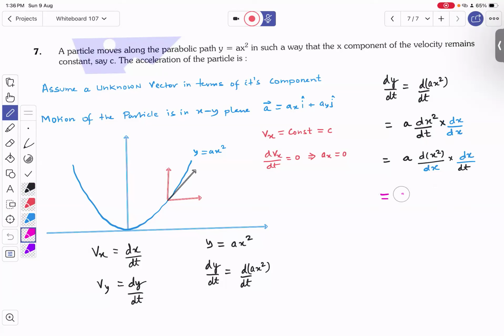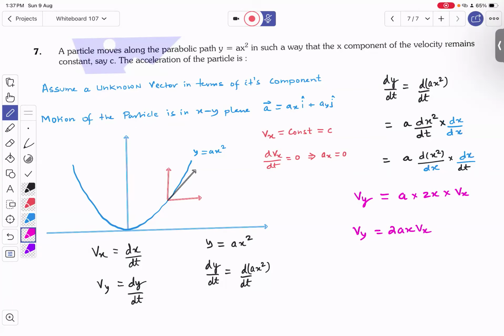Differentiation of x squared with respect to x will be how much? 2x, and differentiation of x with respect to time is what? Velocity along x. So what do we get? Velocity along y is equal to 2a x into Vx. So do the differentiation of Vy again, so that we can find ay. All of you do it. Murari, do it now. Yes, sir. Maybe do it in your head.